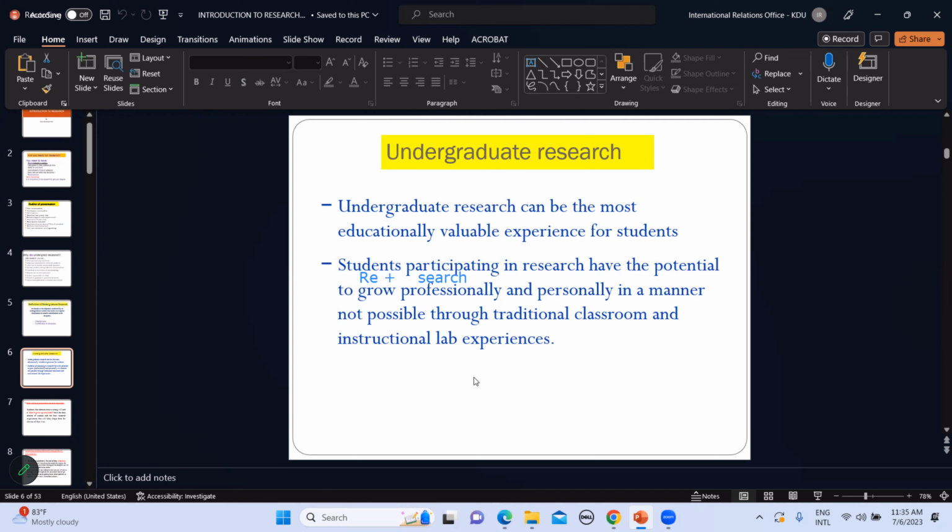Now in the classroom, you are learning subject material, and you will face the exam and get a grade, A plus, B minus, B, and so on. That is something else. But research is not like that. You are learning individually, okay?